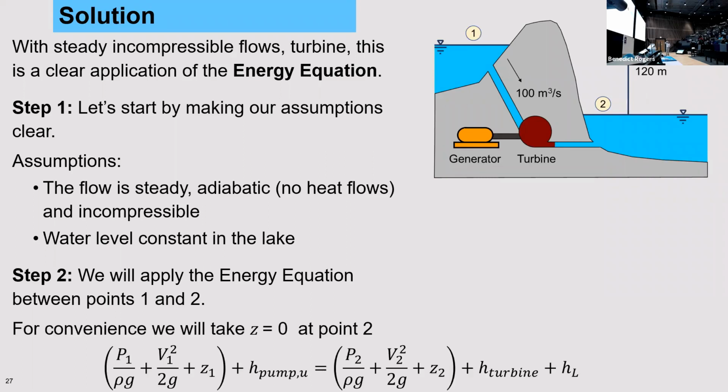For convenience, we're going to take our z equal to 0. That's our datum. We're going to take that at point 2. So at point 2, that's where z is equal to 0, which is going to allow our system to be much easier because z2 will be 0. Okay, so there's our energy equation, and we're going to consider those terms one by one.